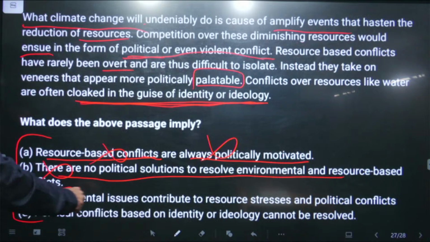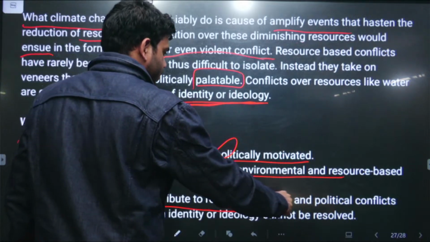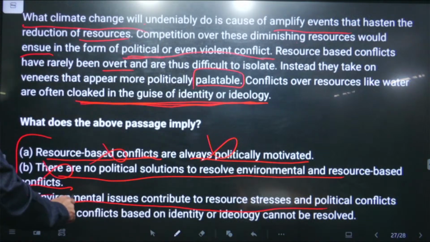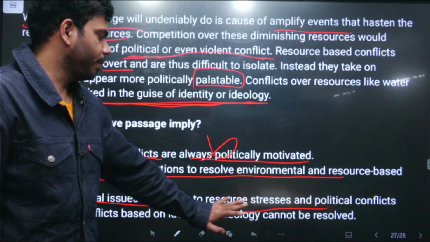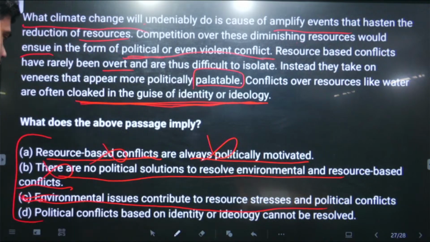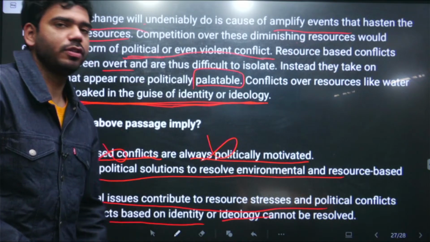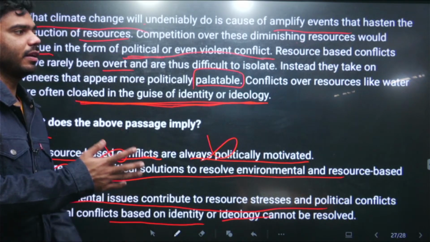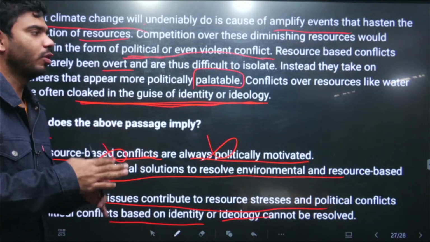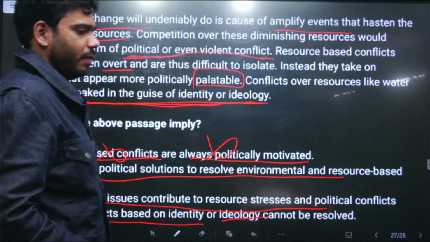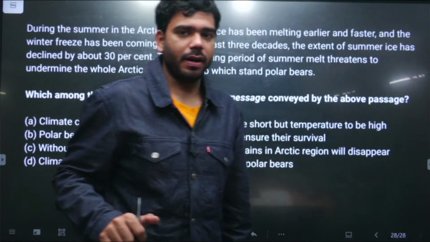Third is saying environmental issues contribute to resource stress and political conflicts. This is absolutely correct. This is what the whole paragraph is saying. And fourth is saying political conflict based on identity and ideology cannot be resolved. In the paragraph nothing has been said about whether this can or cannot be resolved. Solution of the problem is not discussed in the paragraph. So option C is the direct implication of the paragraph.